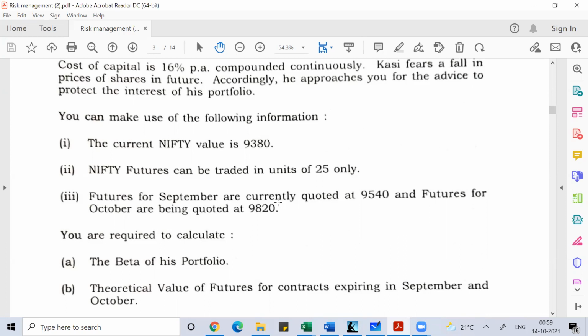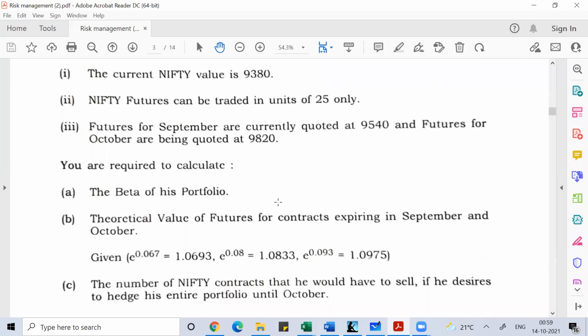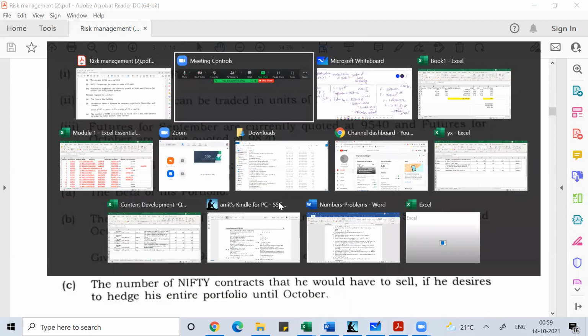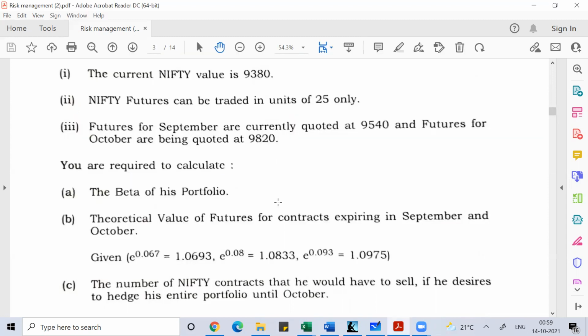So the question comes, what would be the number of contracts? How many Nifty contracts can this person short so that he can hedge his entire portfolio until October? That is the question. To determine the number of Nifty contracts, you know that when it comes to lot size, one contract means you need to buy 25 units, right?